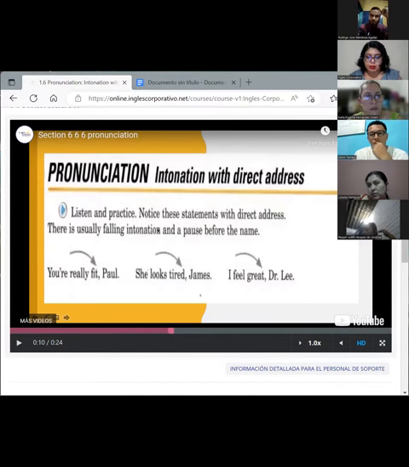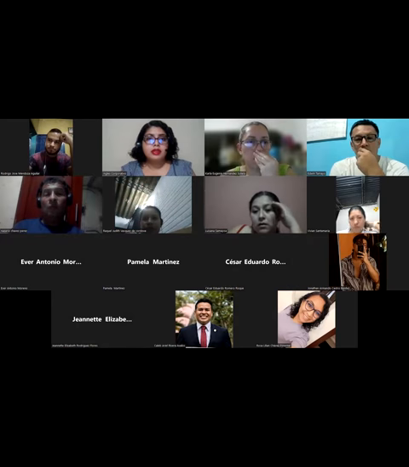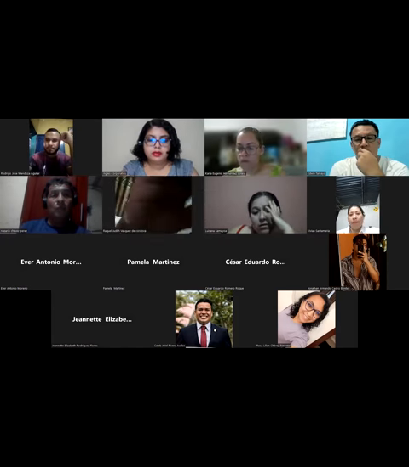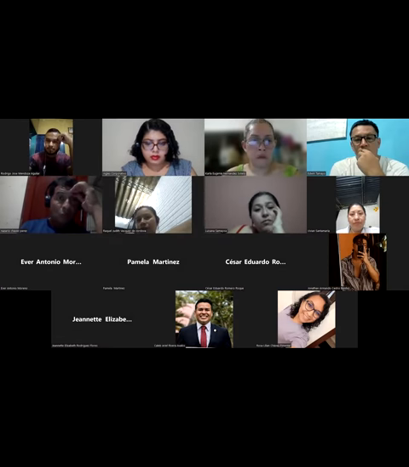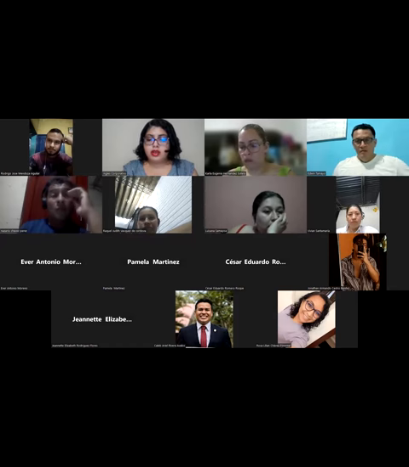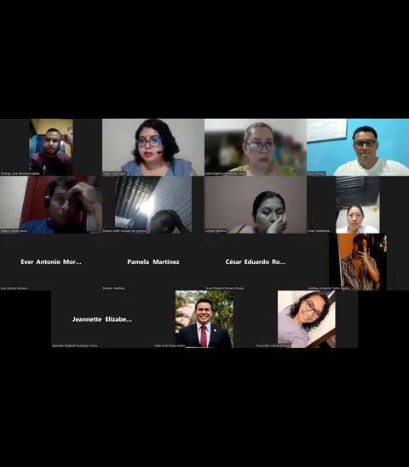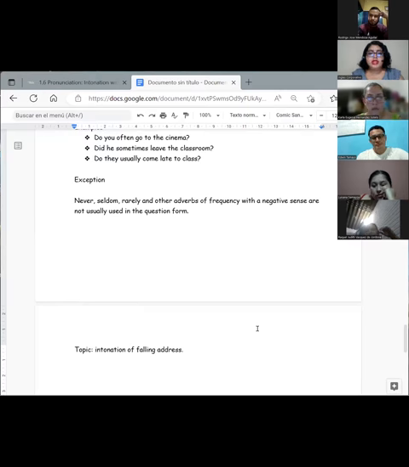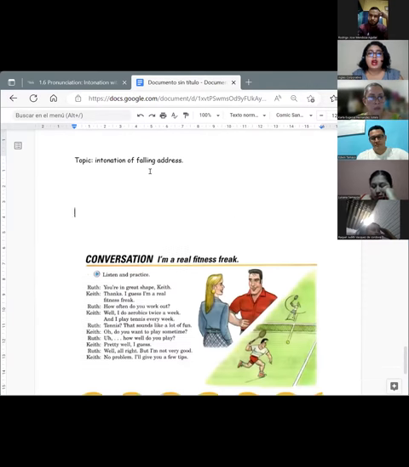Pero ahora vamos a aprender un poco más sobre estas entonaciones y si podemos conocer otras más, it could be very good. So we are going to begin with general information about the intonation, but let me stop this one and we're going to go to the document. Okay, and we have here the document. So the topic is the intonation of direct address.